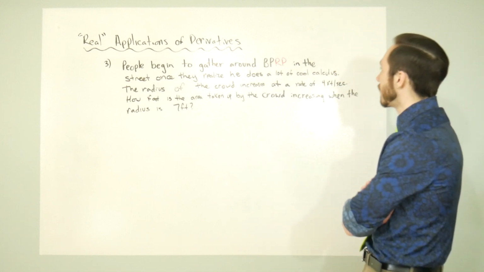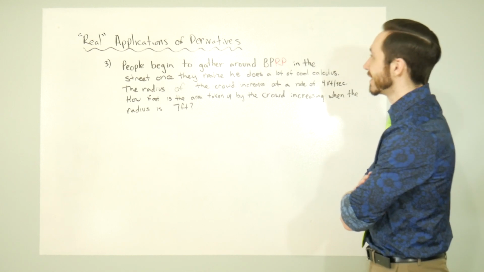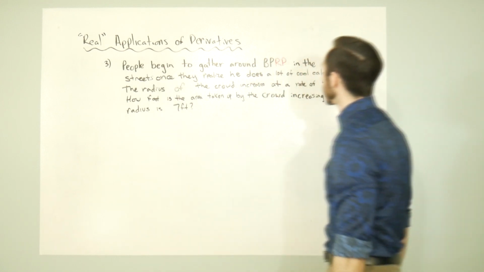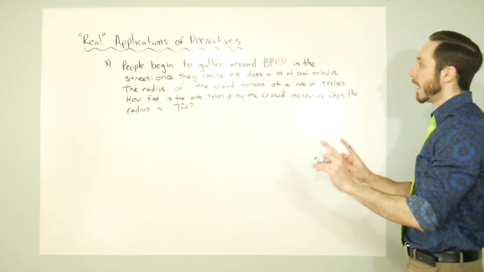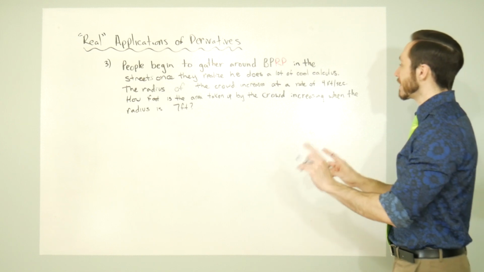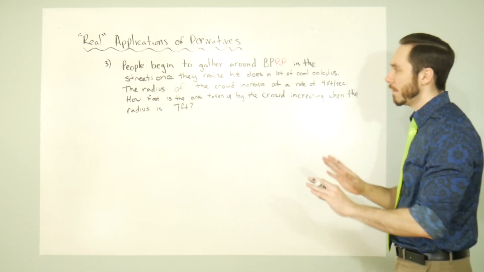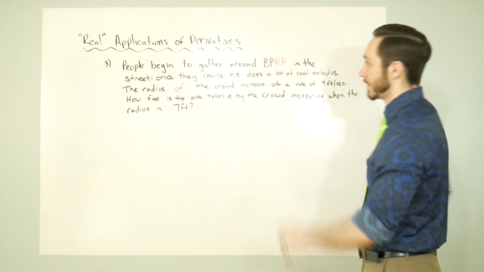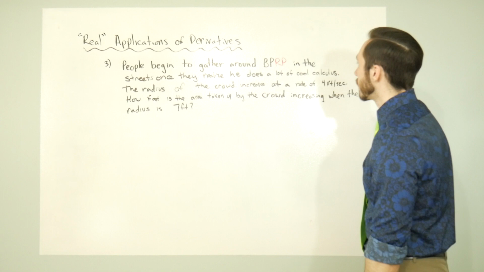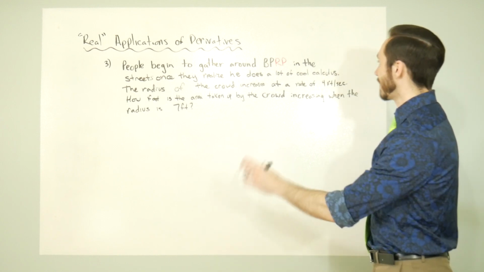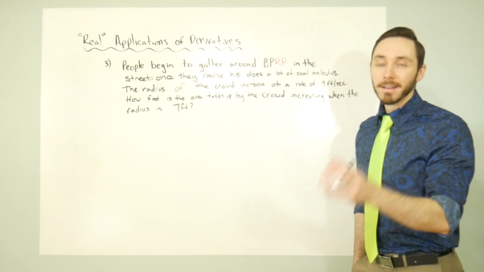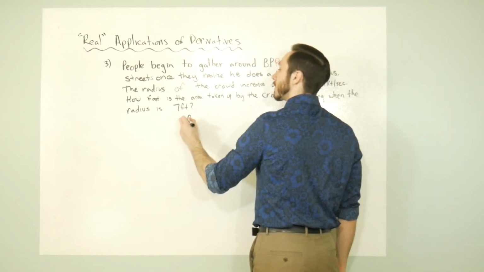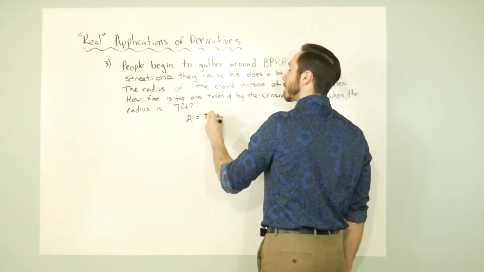People begin to gather around black pen, red pen in the streets once they realize he does a lot of cool calculus. The radius of the crowd increases at a rate of 4 feet per second. How fast is the area taken up by the crowd increasing when the radius is 7 feet? Okay, so they keep mentioning radius a lot, and they also asked for an area. Radius, area, we should be playing around with area of a circle, which is pi r squared.